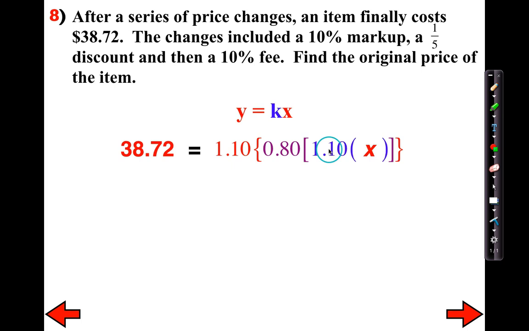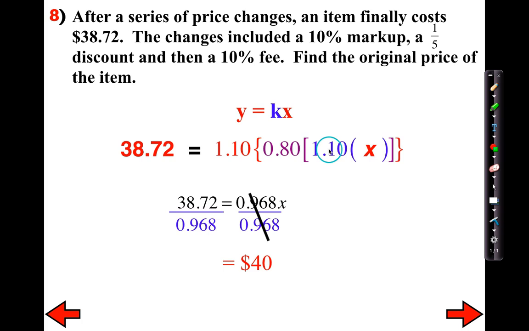I'll do it quickly for you. That ends up being 0.968. And then, of course, we have x. So to solve for x, you would just have to divide both sides by 0.968, and you would get 40. So that means it originally cost $40. The $40 with a 10% markup, with a 1/5 discount, and then with a 10% fee.